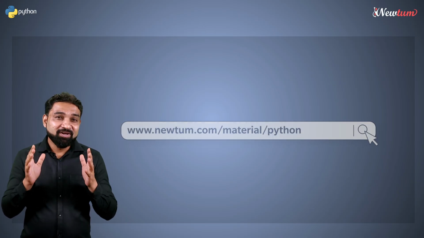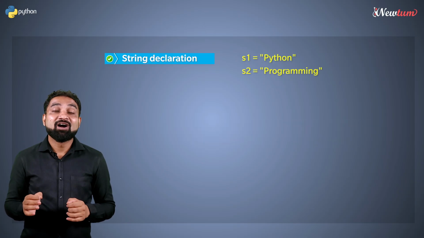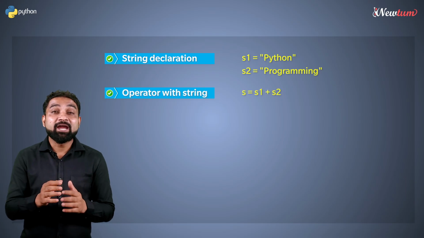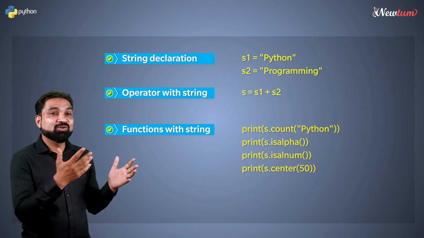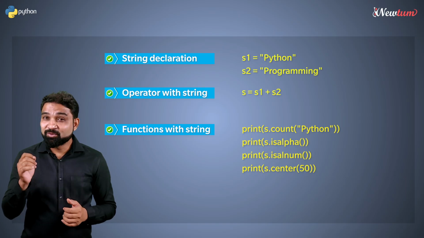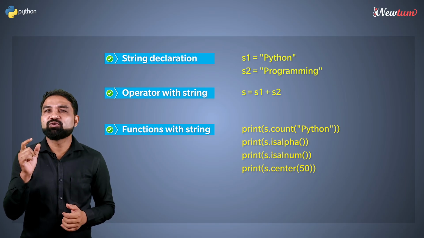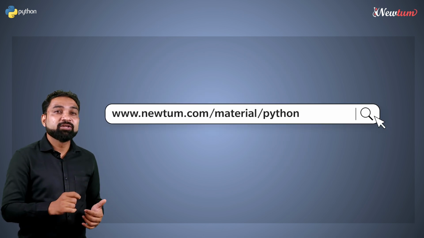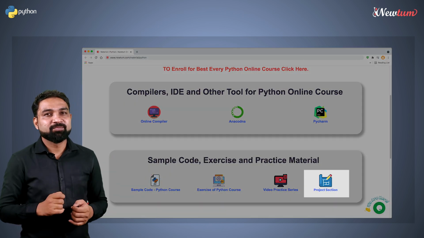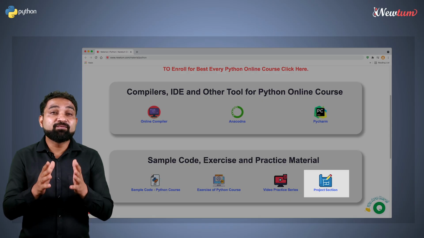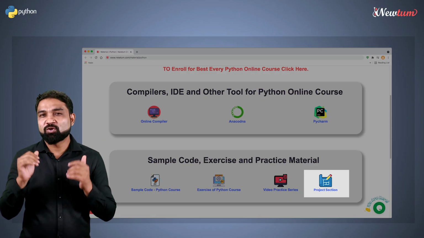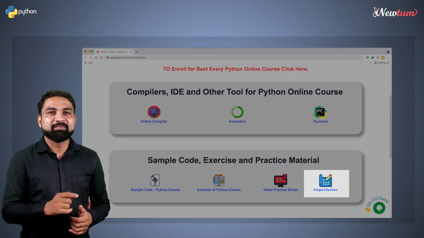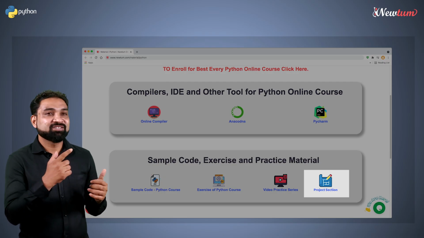So, we learned how to declare a string, how to apply operators and many different functions that we can use on the string. It's good practice to execute a small project after completing the topic. If you go to this URL, you will find a project section. Here, you can find different small projects on different topics. Please go through them and try to execute a project on strings.